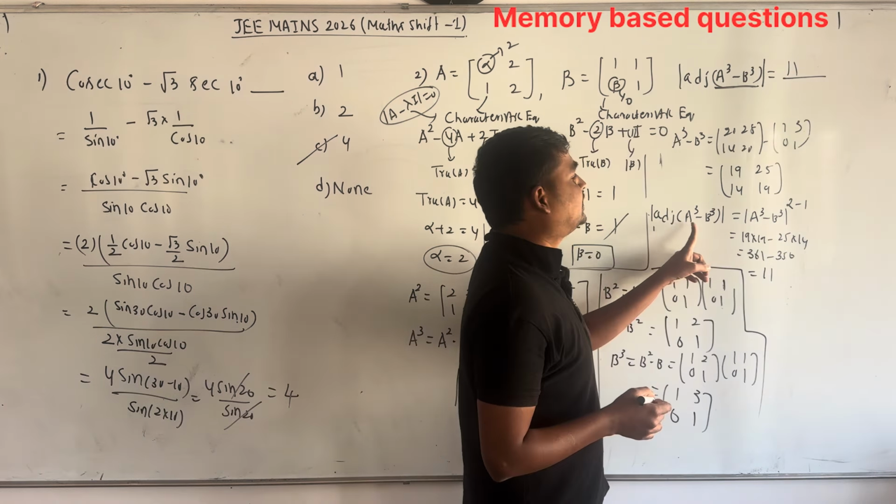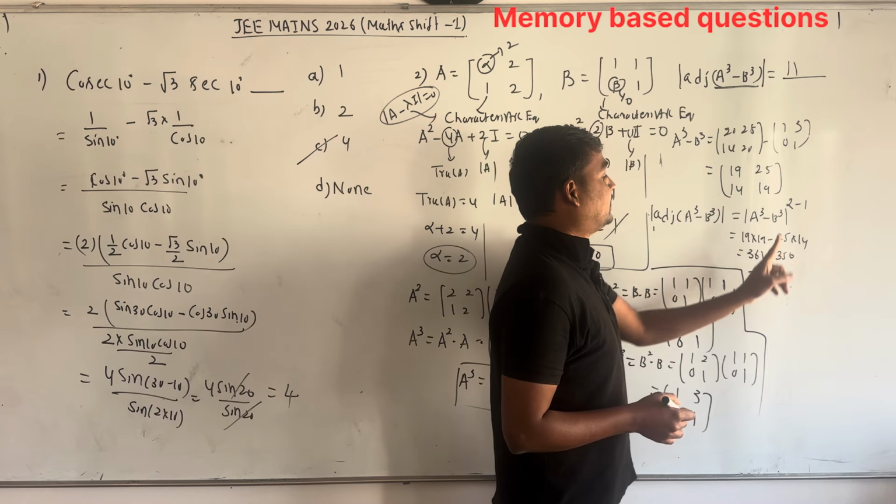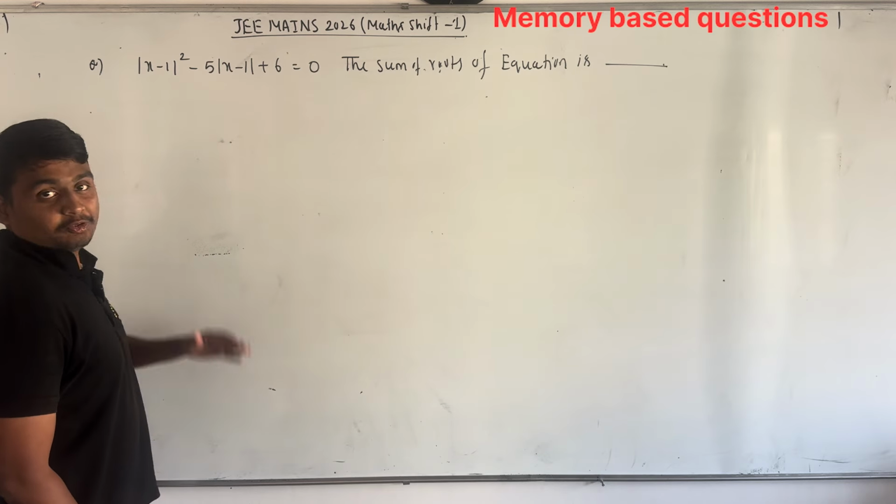We know that the determinant of adjoint of A equals determinant of A whole power n minus 1. N is the order, 2. 2 minus 1, we got 11 as the answer. That's how easily we can get the answer for this question. Next. So now see this question.